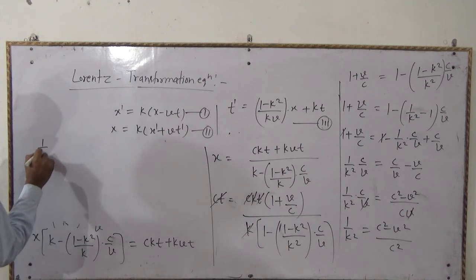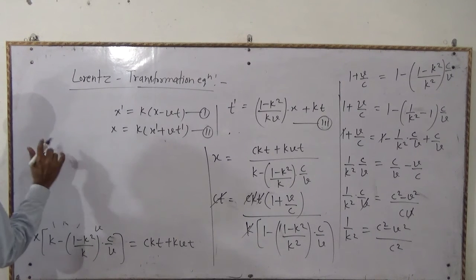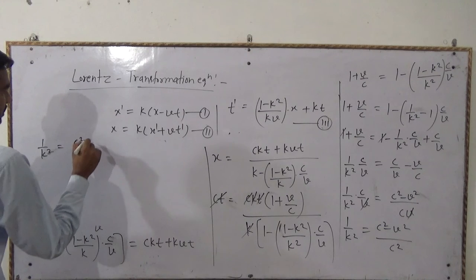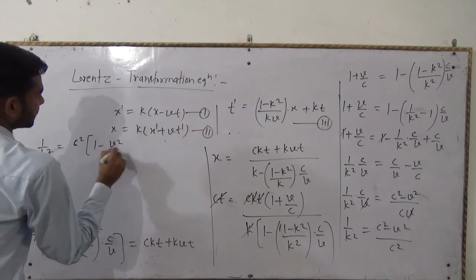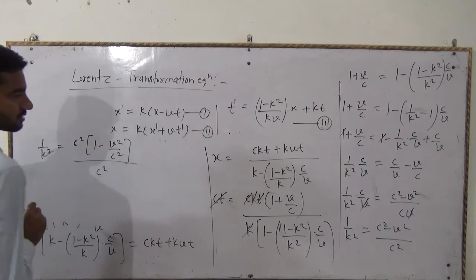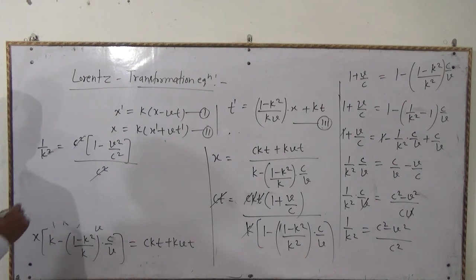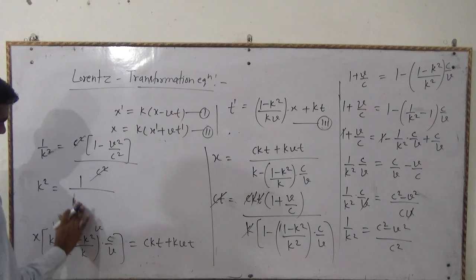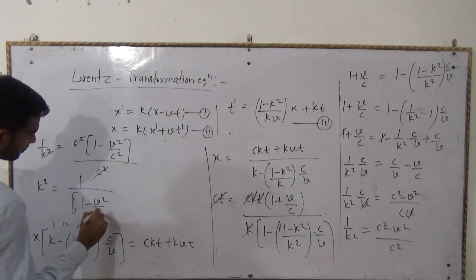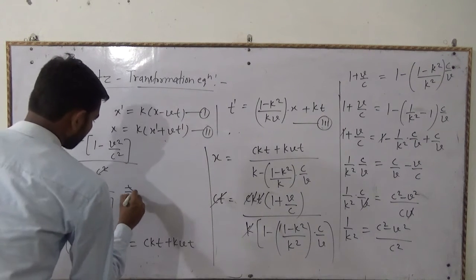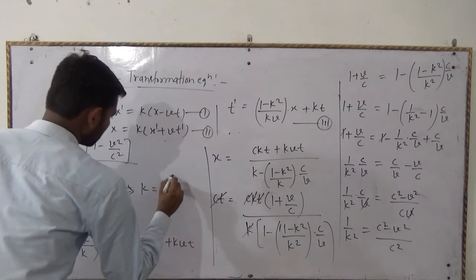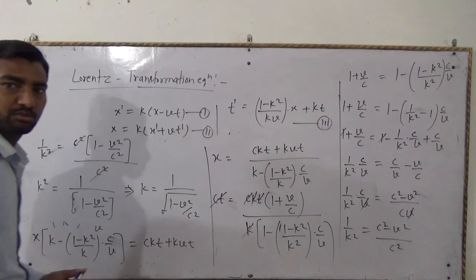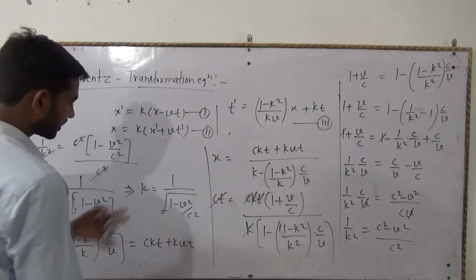The value of 1 by k square is equal to, we can take c square common, then we get 1 minus v square by c square upon c square. C square will cancel out, and the value of k square is equal to 1 by 1 minus v square by c square, and also k is equal to 1 by under root 1 minus v square by c square.